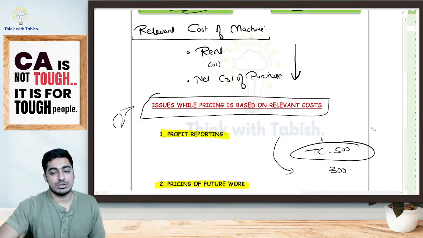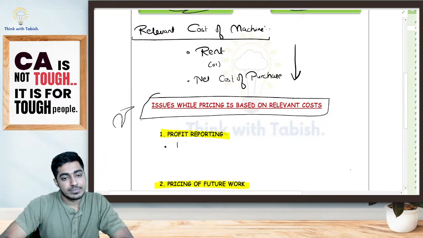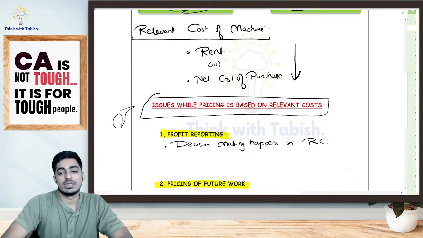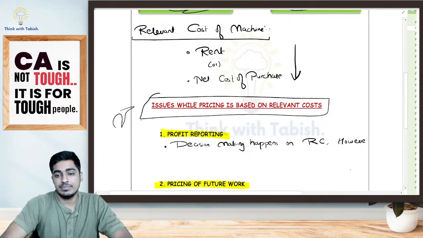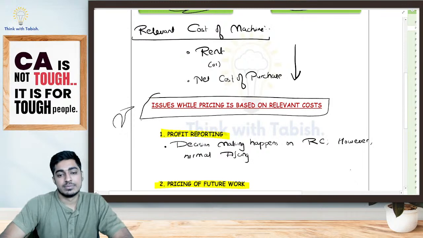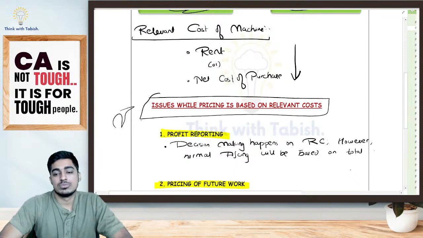So what all points do we need to write? Look at this, students. For this, firstly we need to write: decision making happens on relevant cost. However, normal accounting will be based on total cost.